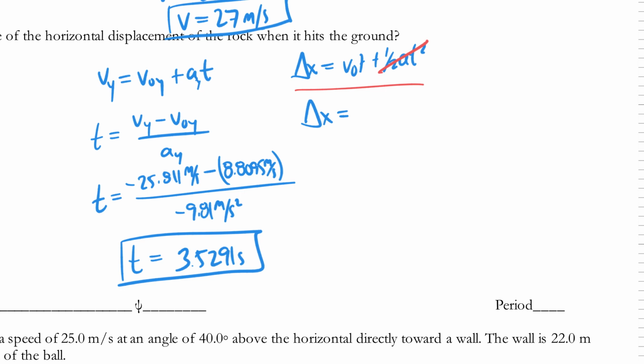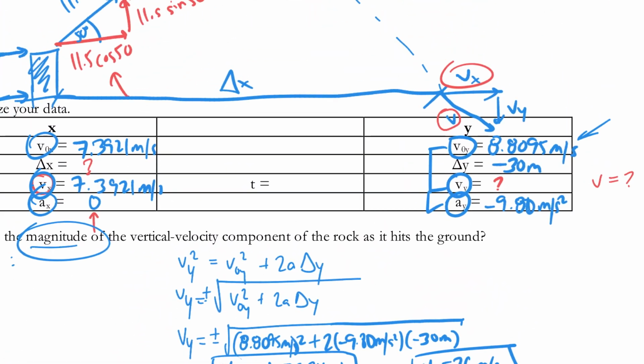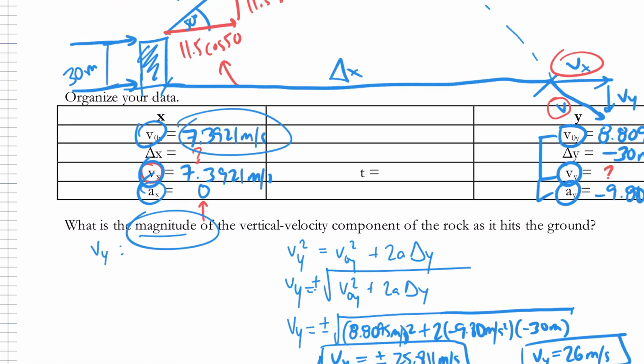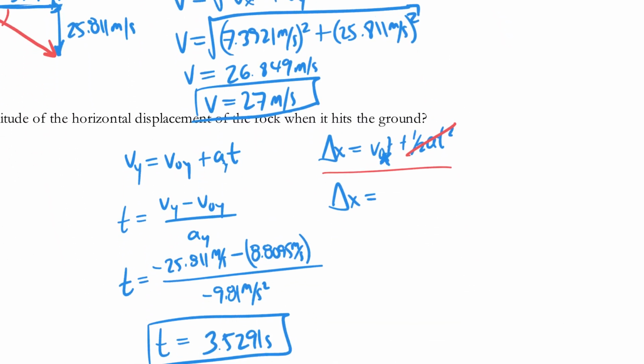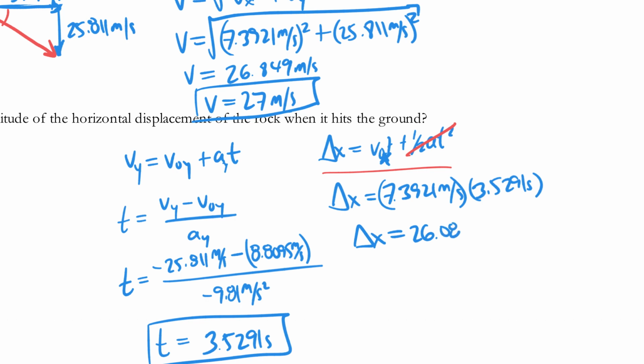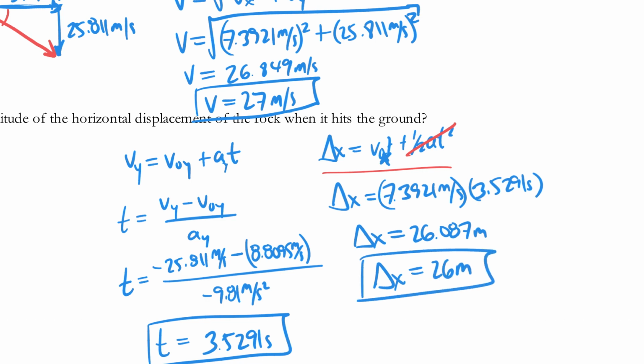So delta x equals v naught in the x direction. Excuse me, there's a little x right there that I forgot to put. So v naught in the x, if we go up, that's this number right here, 7.3921 meters per second, times 3.5291 seconds. If we multiply those, we're looking in the mid-20s, 26.087 meters. We only want 2 sig figs, so we'll call that 26 meters. And that's how we would solve it.